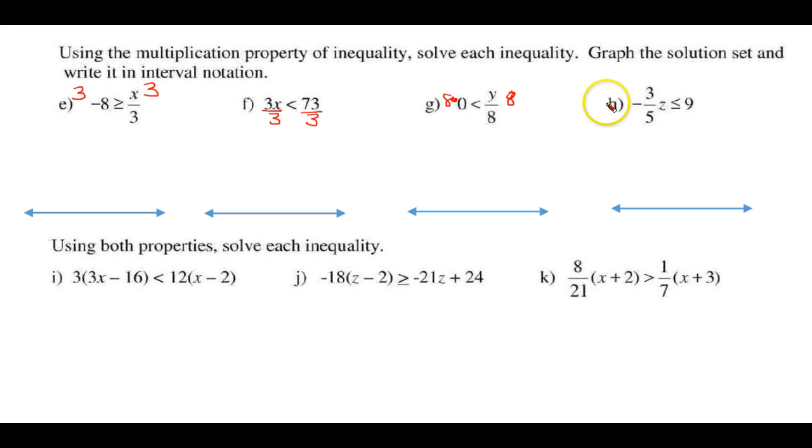And now here we're going to multiply it by the reciprocal of 3/5, a negative 3/5. So this reciprocal will be a negative 5/3. So we're going to multiply this by a negative 5/3 and also reverse the inequality sign. So let me give you a few moments to solve these and put our values on the number line and graph them. And then we'll do interval notation together.